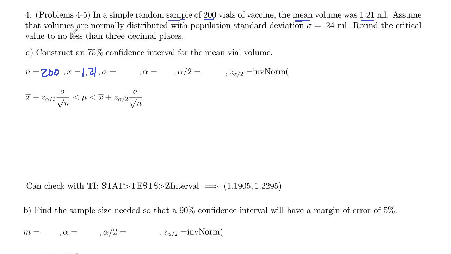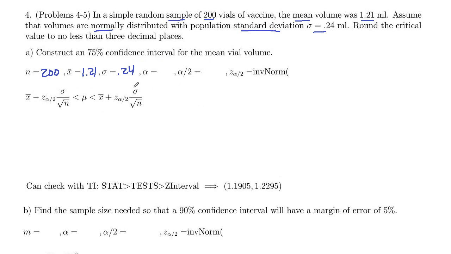We're assuming that the volumes here are normally distributed, so we can use normal CDF, z-values, with a population standard deviation of sigma 0.24. And we're rounding our critical value to no less than 3 decimal places. So first, construct a 75% confidence interval for the mean vial volume.